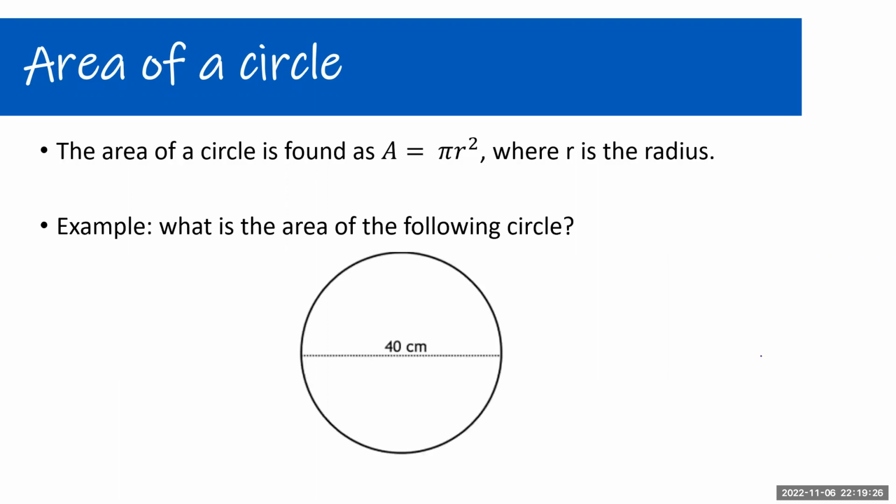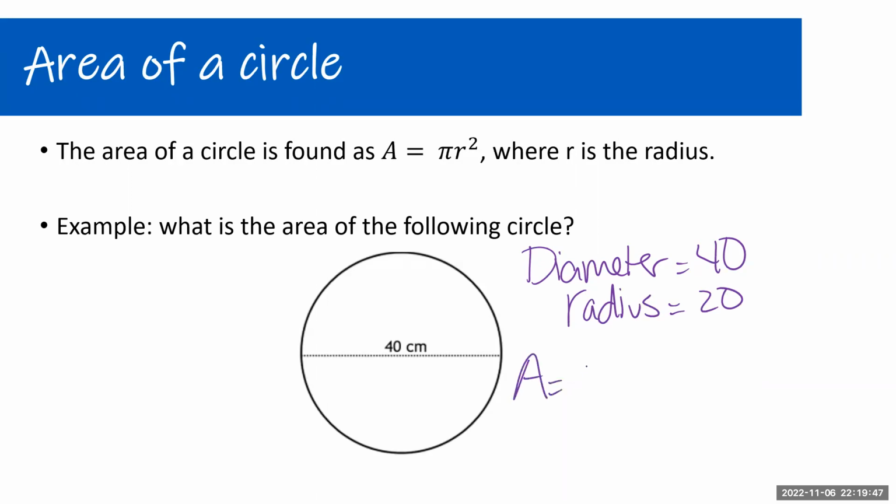So if we want to find the area of this circle, we need pi, which is in our calculator, and we need to know r. We're given 40 centimeters. That's our diameter, okay? So our diameter is 40. So our radius is half of that, so it must be 20, okay? So our area is going to be pi times 20 centimeters squared, which if we plug into our calculator is going to give us somewhere around 1,257 centimeters squared. Okay.